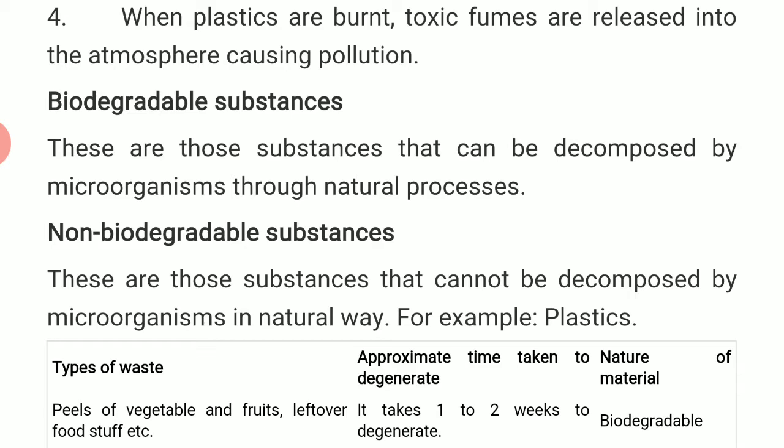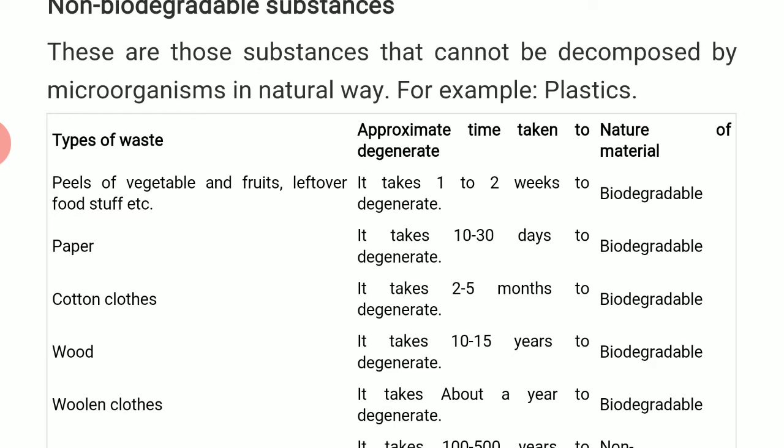Non-biodegradable substances are those substances that cannot be decomposed by microorganisms in a natural way. For example, plastics. Now you can come across some of the types of waste and approximately how much time it takes to degenerate or decompose and what is the nature of the material. Peels of vegetables and fruits, leftover foodstuff, take just 1 to 2 weeks to degenerate and mix in the soil. The nature of the material is biodegradable.